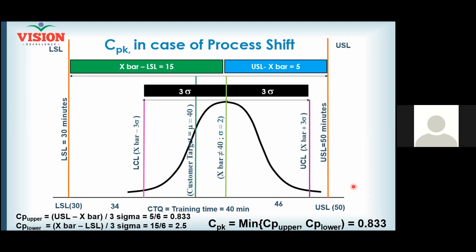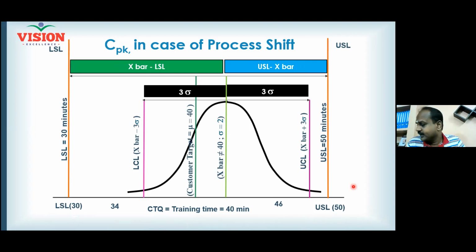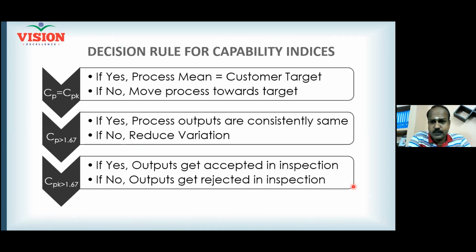Yes. So when your CP is higher than CPK, there is a good potential your process has for improving its capability. That is the meaning. So the process is shifted. This I think we have discussed already. All right. So now, what is the decision rule?